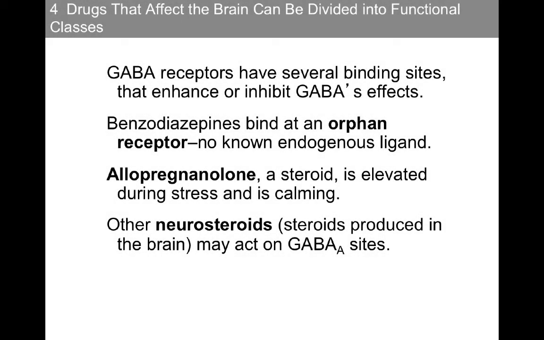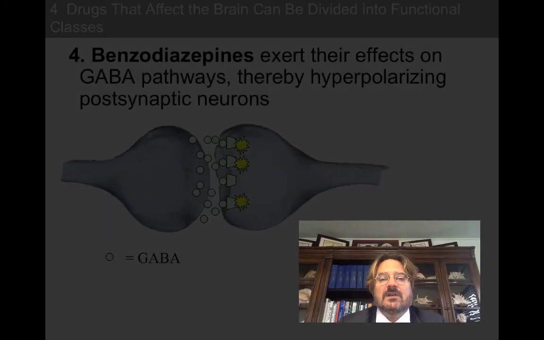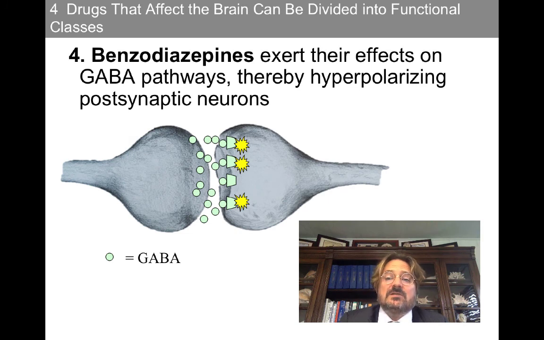But GABA receptors have several binding sites that enhance or inhibit GABA's effects. And benzodiazepines bind at an orphan receptor. We're not sure of the endogenous ligand. A possibility is allopregnanolone, which is a steroid elevated during stress. It's calming. But other neurosteroids may also act on these GABA A sites. But the benzodiazepines exert their effect on GABA pathways, thereby polarizing postsynaptic neurons.